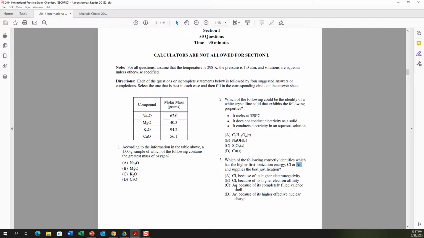Just be careful about this one. Argon's stable because it has a full outer shell of electrons, but that's not why it's harder to remove one of its electrons. It's harder to remove one of its electrons because chlorine and argon have the same valence shell, energy level 3, but argon has a plus 18 nucleus and chlorine has a plus 17. So by Coulomb's law, the higher the charge of the nucleus, the stronger the attraction. So there we go.